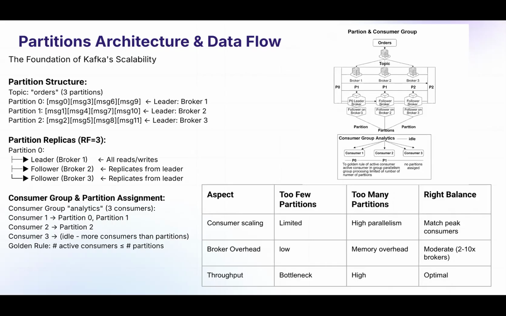Look at the performance implication table. Too few partitions, you can't scale consumers. You hit a bottleneck. Too many partitions, you get memory overhead on the brokers for managing all those partition objects. The sweet spot is usually 2 to 10 times your broker count and at least as many as your peak expected consumers. This is one of the most important design decisions that you will make, and it is hard to change later. Let's look at how Kafka actually stores data.